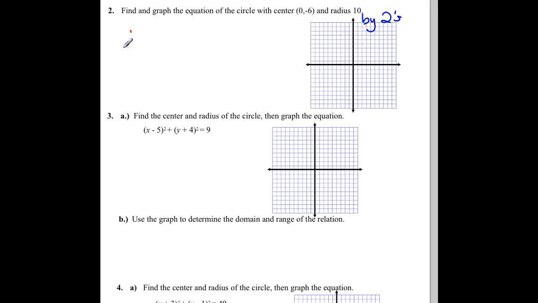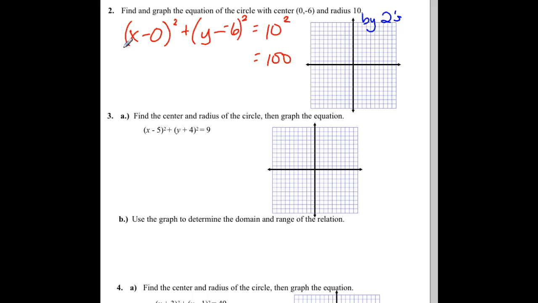Okay, so remember our formula says (x - h)² + (y - k)² = r². We're told the radius is 10, so 10 squared is going to give us 100 on the end. What are we putting in for h and k? 0 goes in there with the x, -6 with the y. x minus 0 really simplifies down to just x, right?